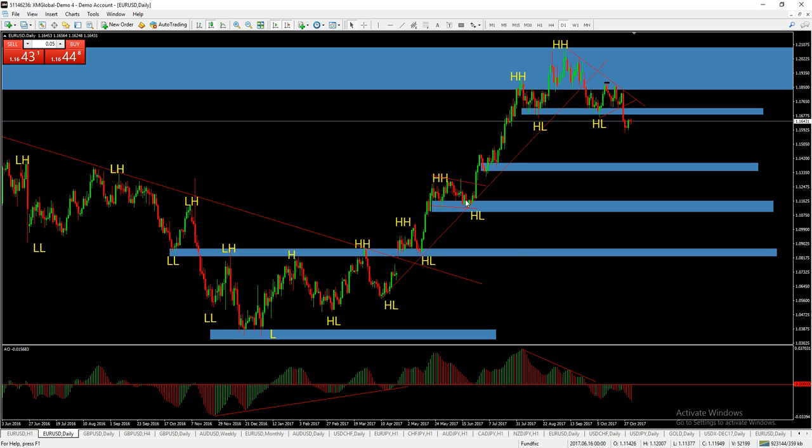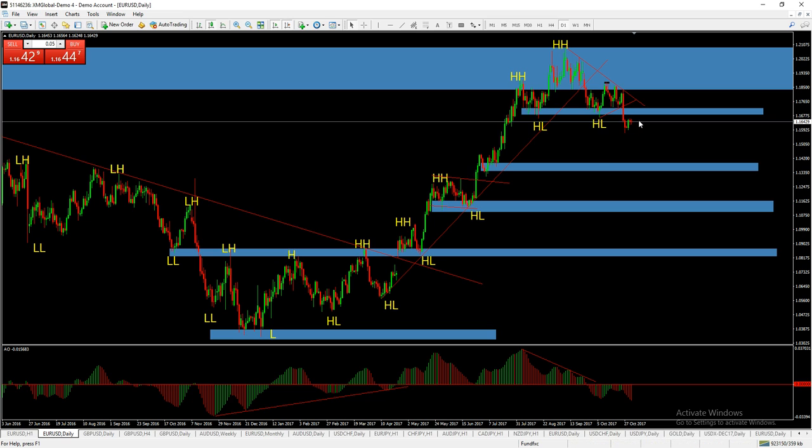So this bull flag would ideally be the breakout, the retest, the hammer or the bullish engulfing, and then the continuation. It's got to have both of those.